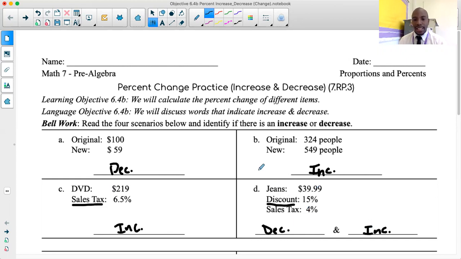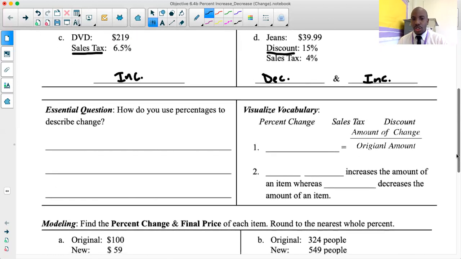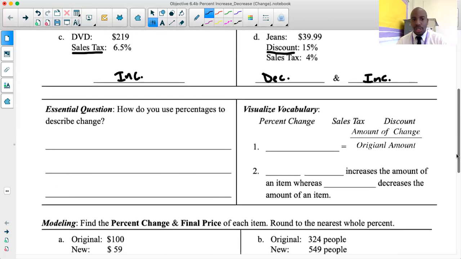Okay, so take a second to try to remember those words: sales tax, increase; discount, decrease, because they are essential in us being able to calculate percent change for today's worksheet. All right, now let's quickly move on. Just so you know, the essential question is, how do you use percentages to describe change? And these are real world situations. So we're going to look at 4 different problems that I'm going to go through with you to calculate percent change, percent increase, percent decrease, as well as find the new amount of a particular item.